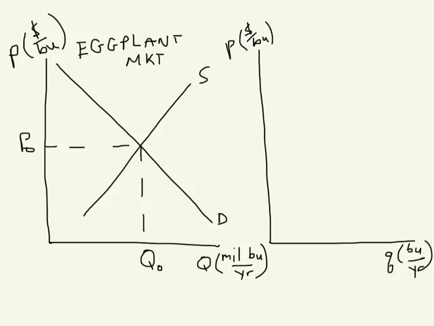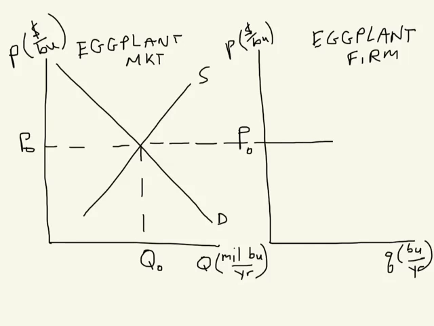And I've got this eggplant firm here. And then remember our connection between the market and the firm. Firms can sell all they want at the market price. The space to the right is where I've blown up the firm's problem. Otherwise it would be microscopic against the y-axis here.